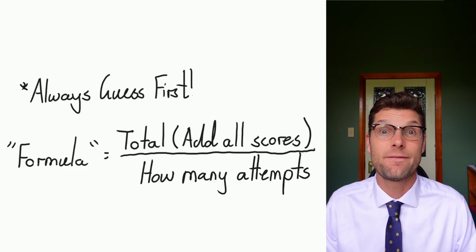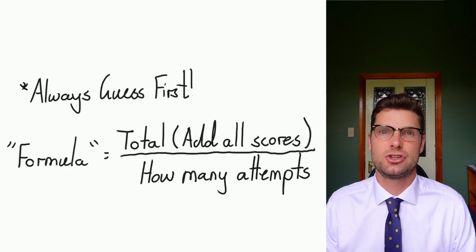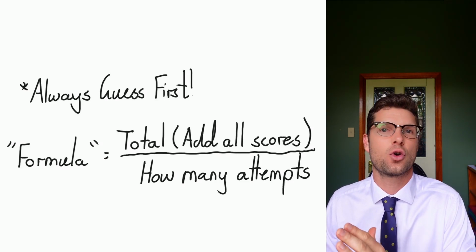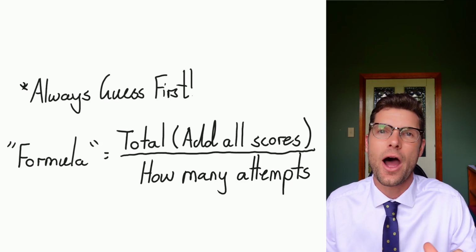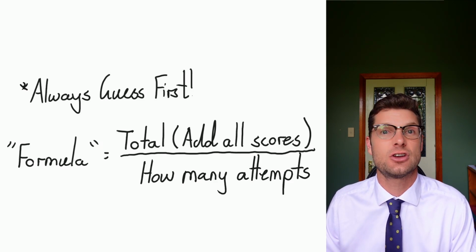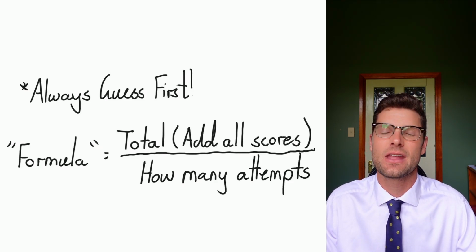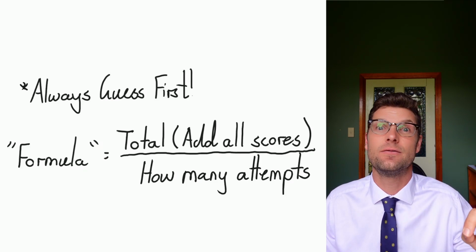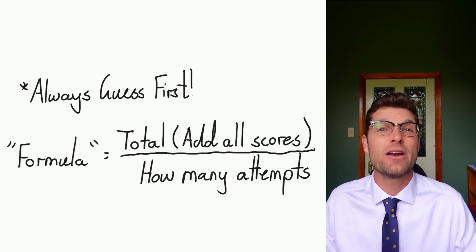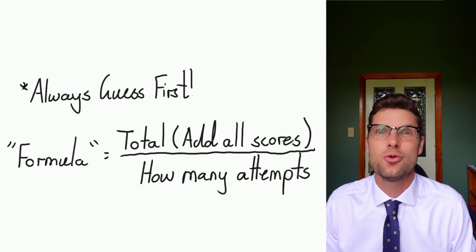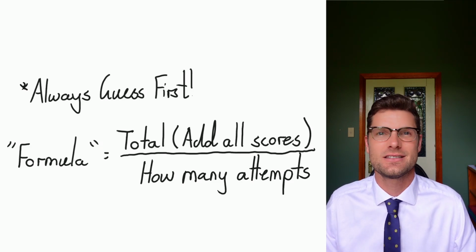The formula for finding the mean is that we add up the total. So we add up every score together and then divide it by the number of times we did this thing. So it's the total divided by the number of attempts. Once you've got that, you can find the mean and average every single time.